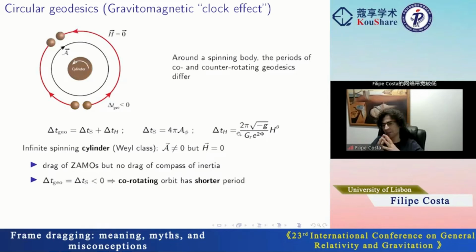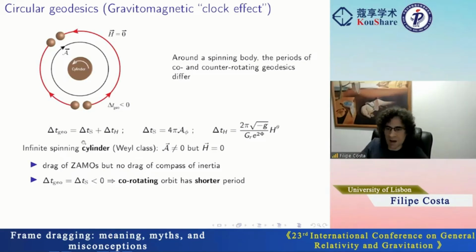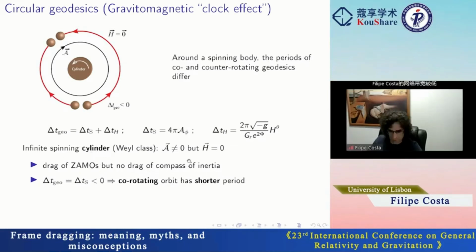And consider first the case of an infinite spinning cylinder. In this case, we have a non-vanishing gravitomagnetic potential, but a vanishing gravitomagnetic field. It is somewhat similar to the situation in the electromagnetic case. So there will be a dragging of the zero angular momentum observers, but no dragging of the compass of inertia. And this will cause the co-rotating orbit to have a shorter period.